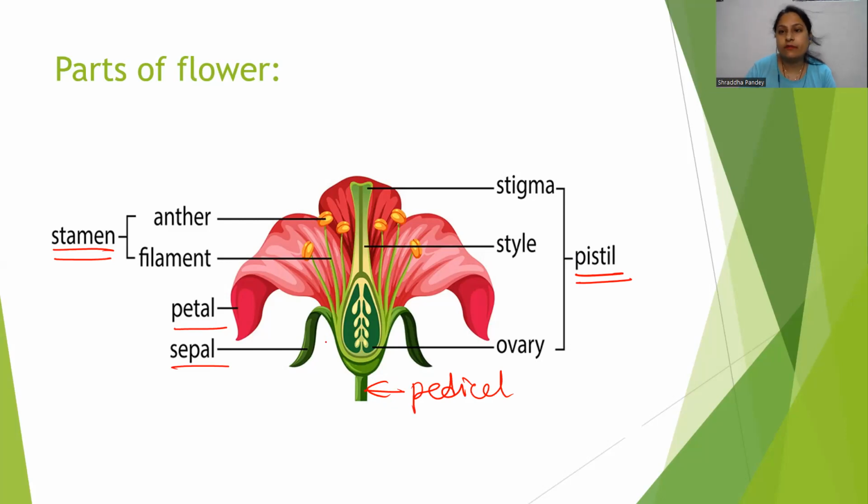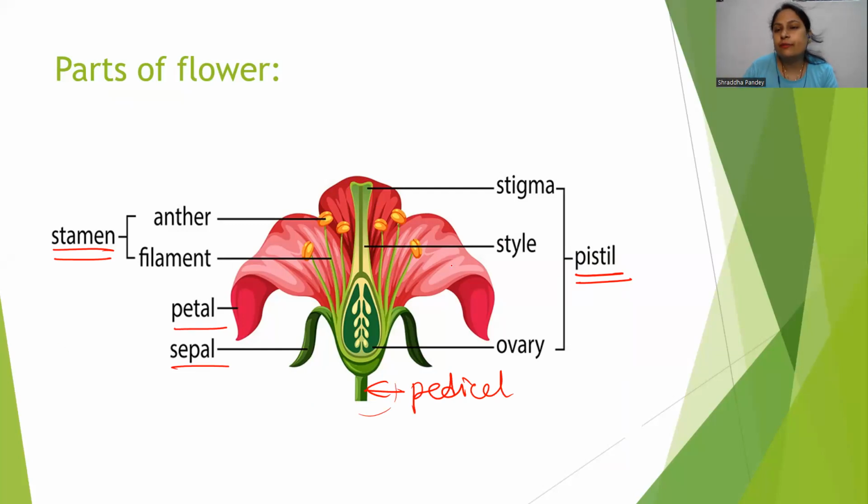Now I will tell you each function one by one. The sepals help the plant in the bud condition. Have you seen the bud of the flower? It is closed and green in color. So who is protecting the inner part of the young flower? It is the sepals, this green colored part. Then the stalk helps the flower to attach with the stem.